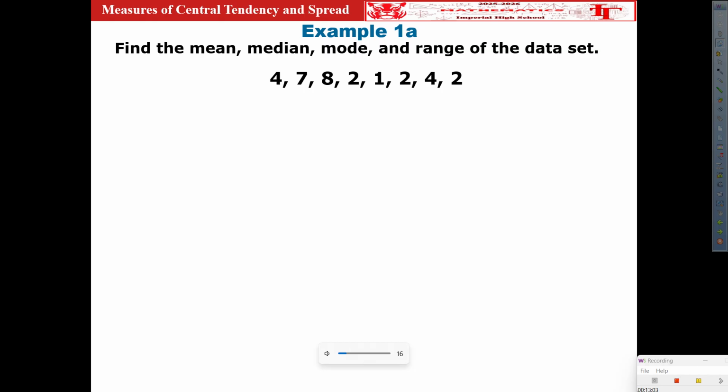Find the mean, median, mode, and range of the data set. Write the instructions this time only. You're not going to need them for the next. And then copy the data, 4 7 8 2 1 2 4 2. Yes.